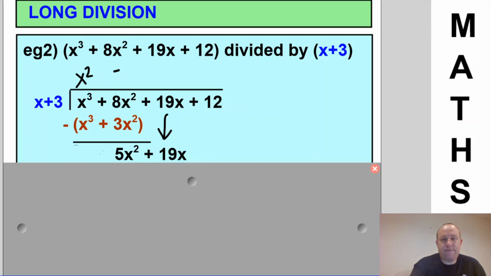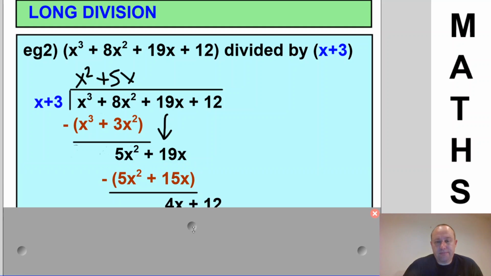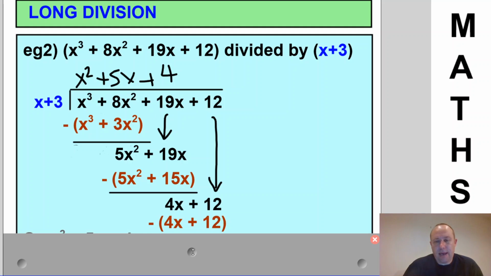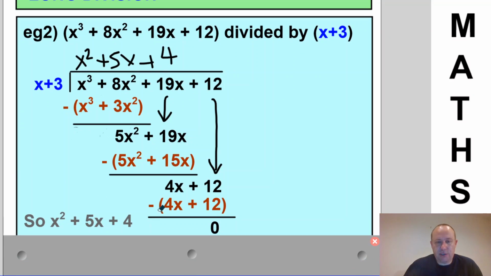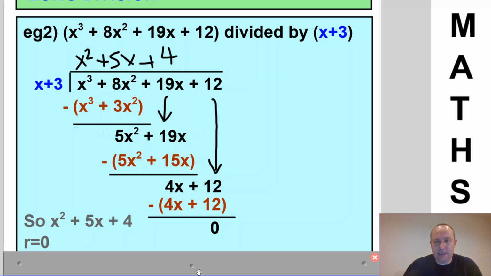x times 5x gives me 5x squared, and then multiply that back as well. Subtract, and then bring down that last term again. And x times 4 gives me 4x, and multiplying back one more time, I should end up with an answer or a remainder of 0. So my quotient is what you can see at the top of the question, the x squared plus 4x plus 4, and the remainder is 0.